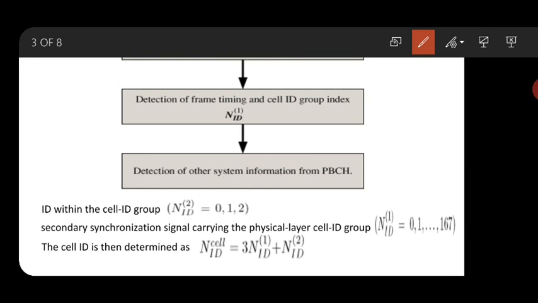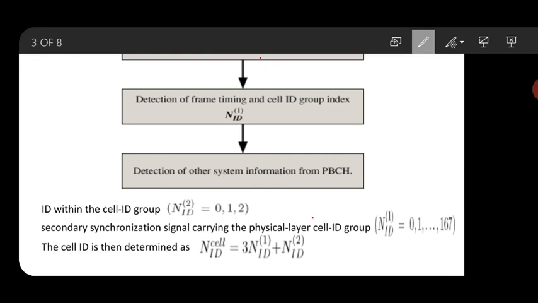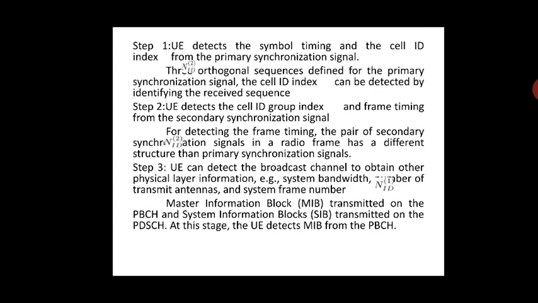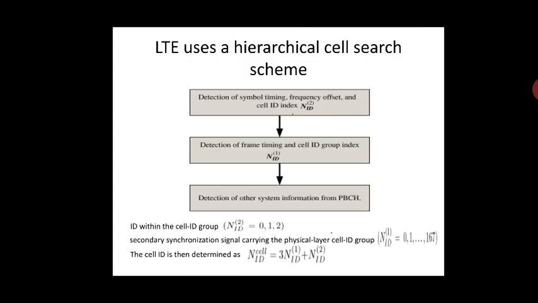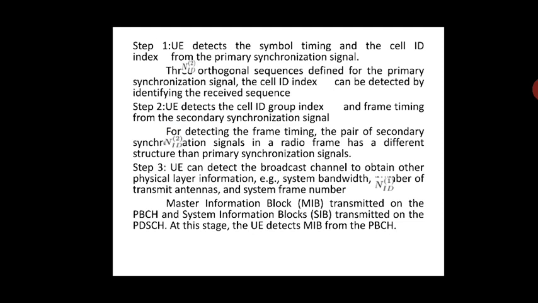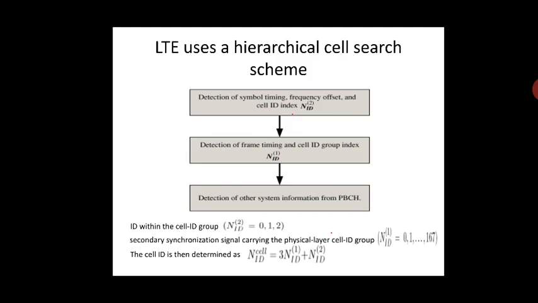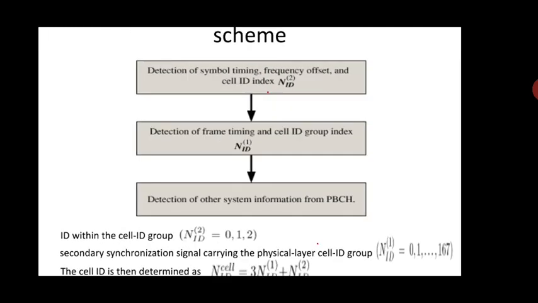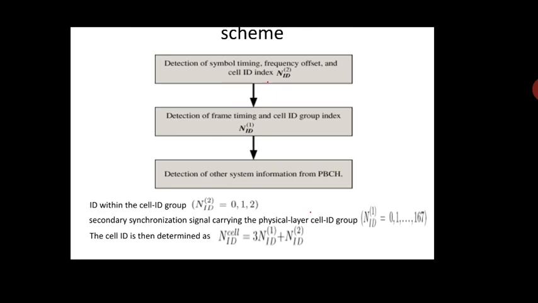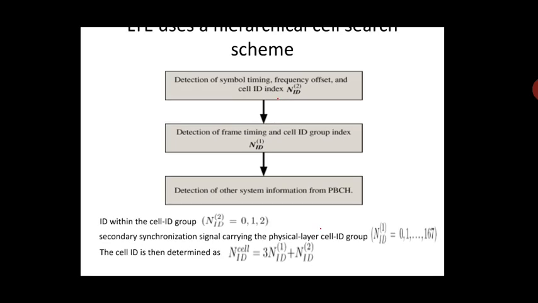Now the secondary synchronization signal carries the physical layer cell ID for the group. In fact, for the group of cells, it will be given an NID with N from 0 to 167.